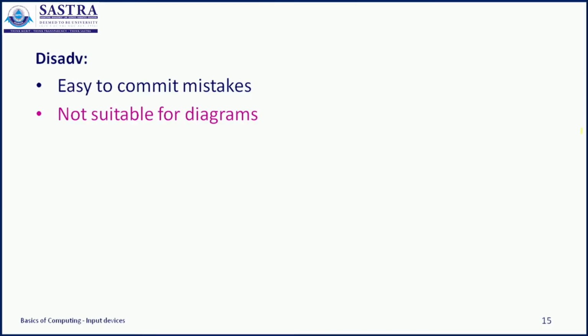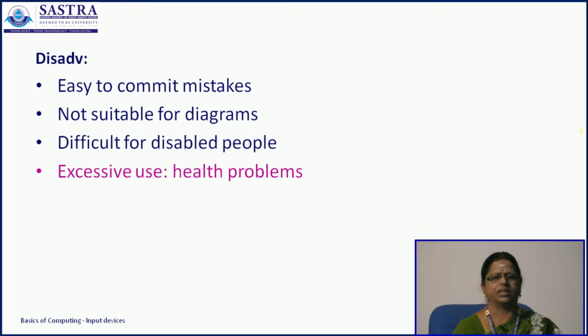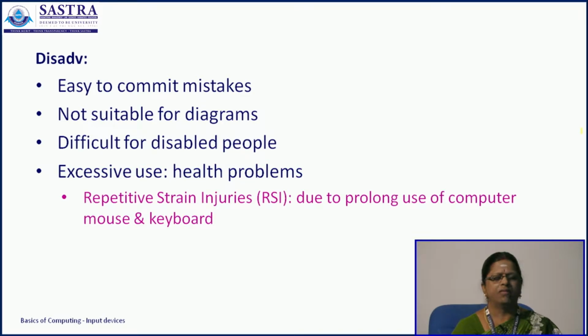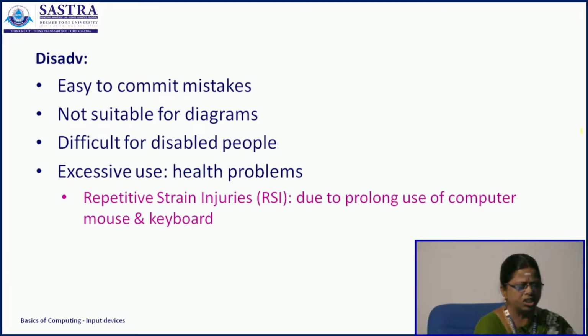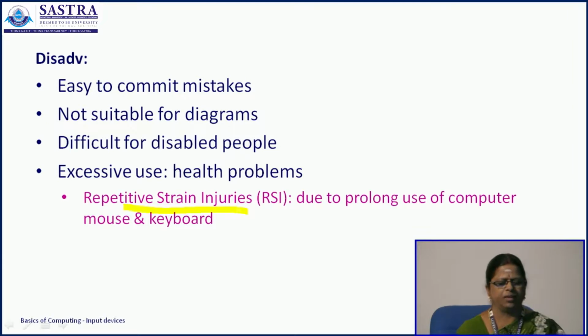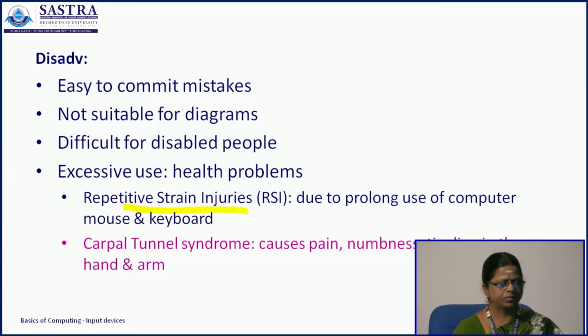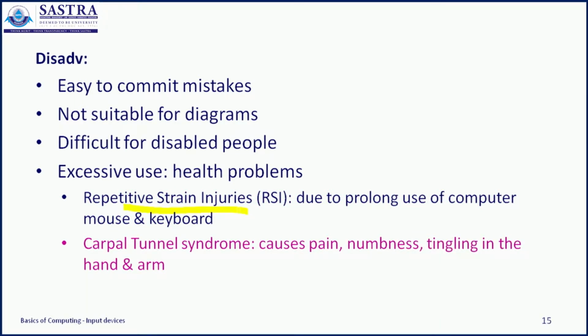Let us see the disadvantages of the keyboard. It is easy to commit mistakes because of typographical errors. It is not suitable for drawing diagrams. It is difficult for disabled people to work with. Excessive use of the keyboard results in health problems wherein we have RSI, which is repetitive strain injury, which is due to prolonged use of computer mouse and keyboard. It also results in carpal tunnel syndrome, which causes pain, numbness and tingling in the hand and arm.